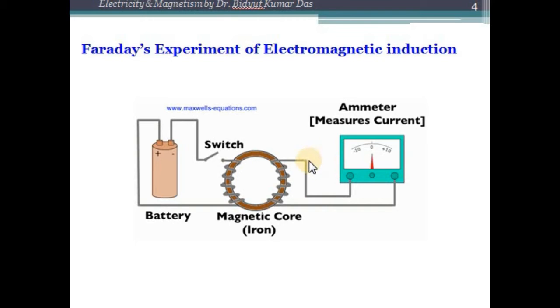When the magnetic field through the secondary coil changes, a current flows as if there were a source of EMF in the circuit. So from his experiment, Faraday concluded that an induced EMF is produced by a changing magnetic field.